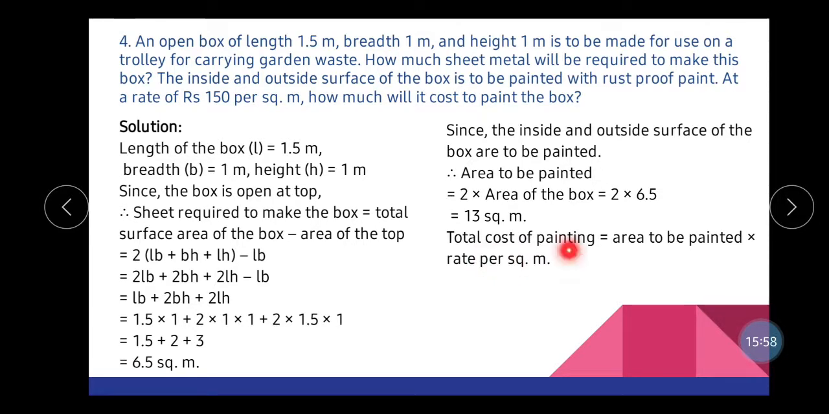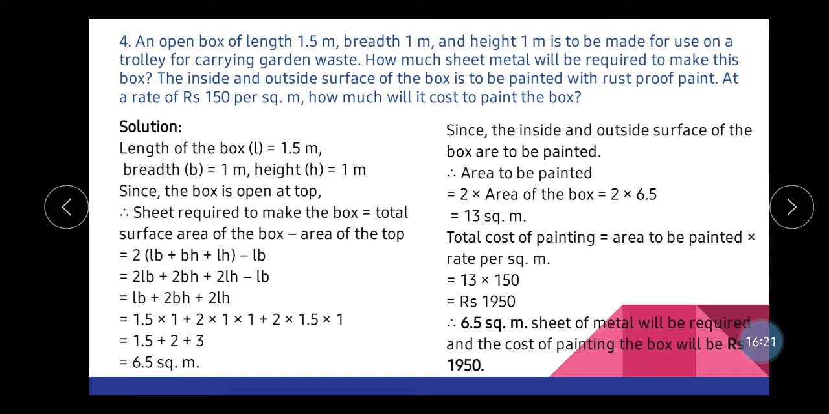So total cost of painting is equal to area to be painted into rate. So area to be painted is 13 and rate is given as 150. So 13 into 150. When you multiply 13 by 150, we will get 1950. So rupees 1950 will be required to paint the total box. Let's write the final answer. Therefore, 6.5 square meter sheet of metal will be required and cost of painting the box will be rupees 1950.